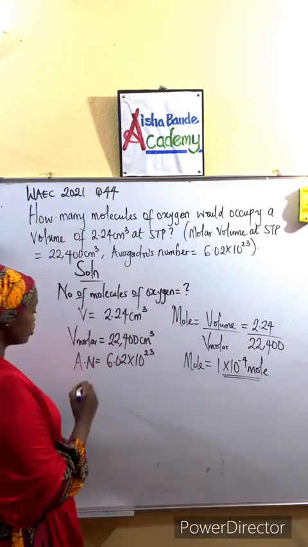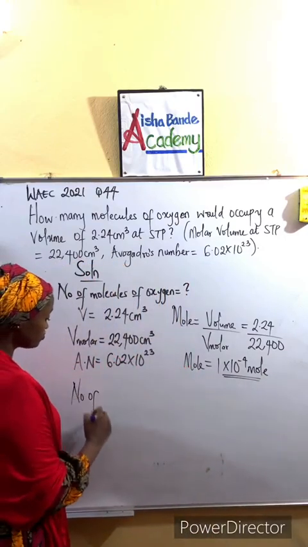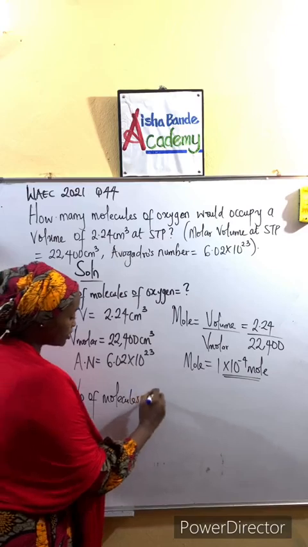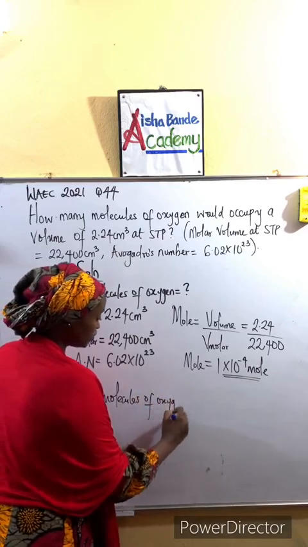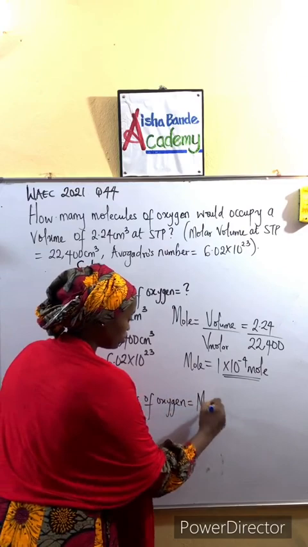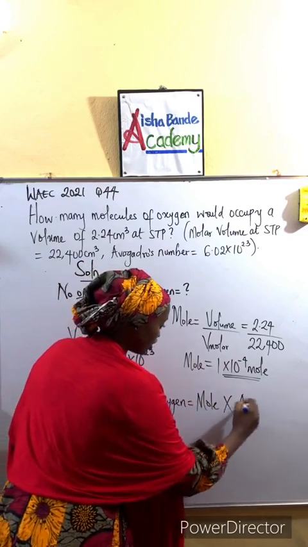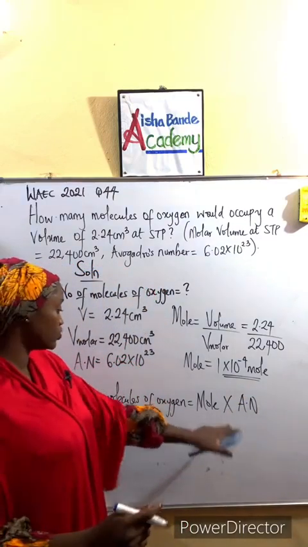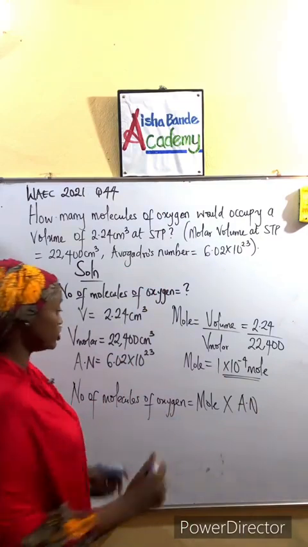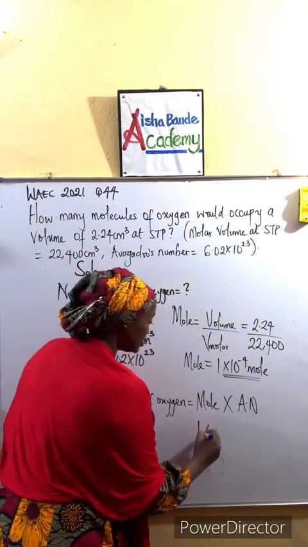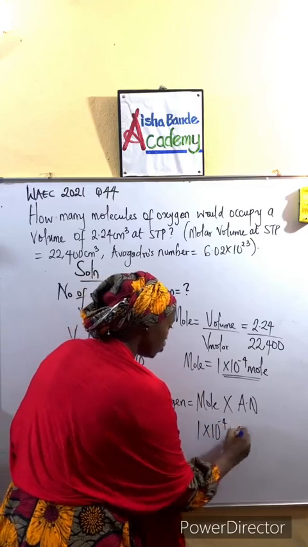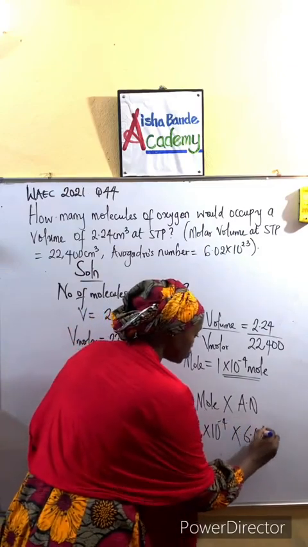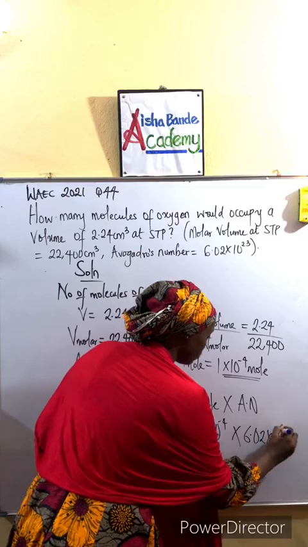Now, for us to get the number of molecules of oxygen, the number of molecules of oxygen from the question is going to be the mole times Avogadro's number. When we multiply, this will give us the number of molecules of oxygen. The mole, we have gotten it to be 1 times 10 to the power of minus 4. We multiply it by Avogadro's number, which is 6.02 times 10 to the power of 23.